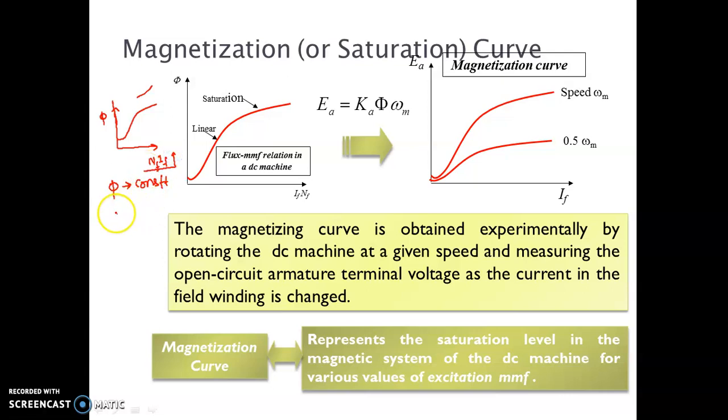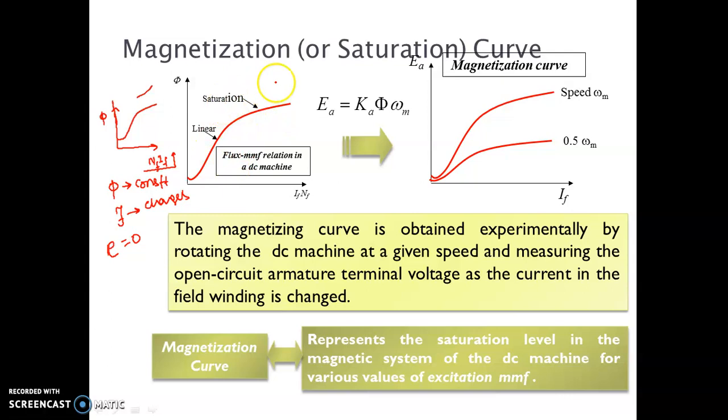This is called MMF. MMF changes, but phi is not changing. So phi is not changing, so induced EMF E will be 0. And this value is increasing, current is increasing, so I square R will be more, and the armature winding will have more heating effect, and that may cause your armature insulation to fail. That is why we are not allowing the machine to go into saturation.